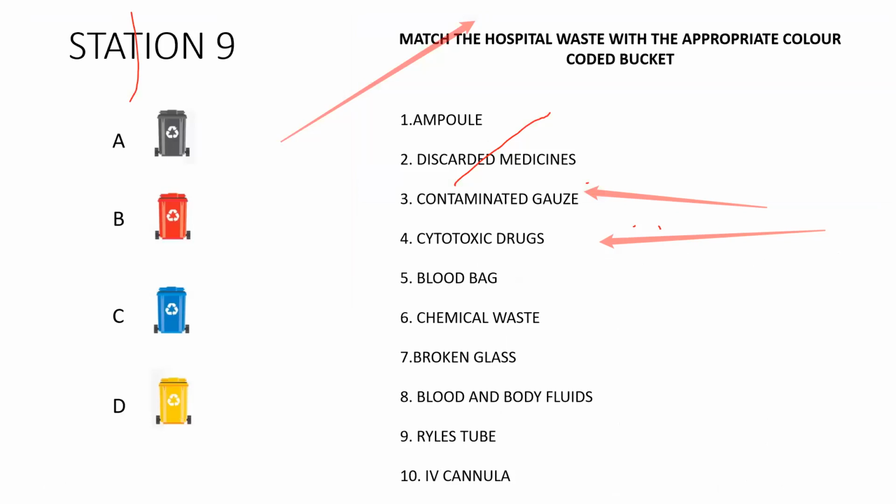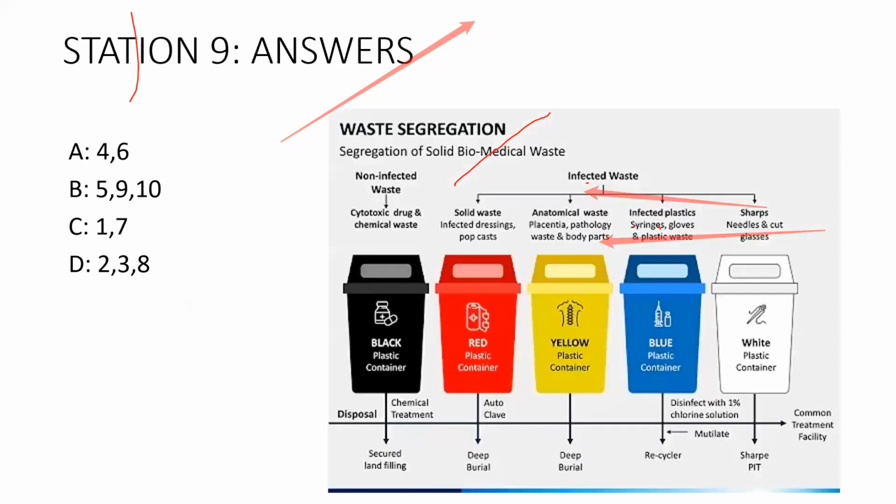So this was a station where we were asked about the general concept, how the hospital waste is being discarded. And this is very important. In most of the OSCE, this is asked, and you should know where each of these materials goes: glass pieces, sharp materials, plastic, contaminated materials, cytotoxic drugs, blood and body fluid. These all have a peculiar color code.